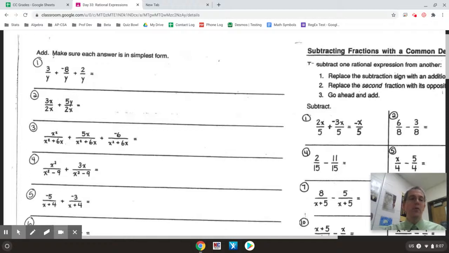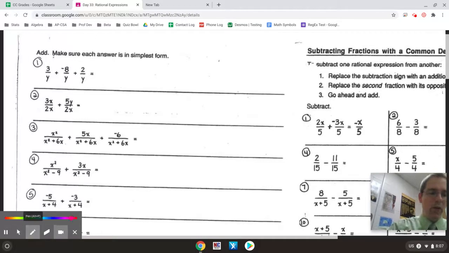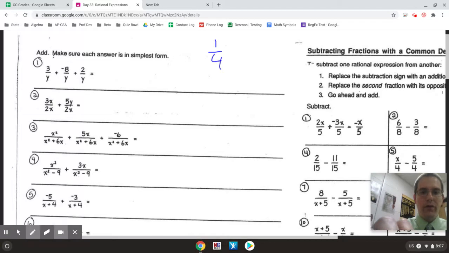Okay, today we're going to look at adding rational expressions. The first thing I want to point out, though, is just adding regular fractions. Remember, if you had something like 1/4 plus 3/4, I could do that very easily because both of these have the same denominator.